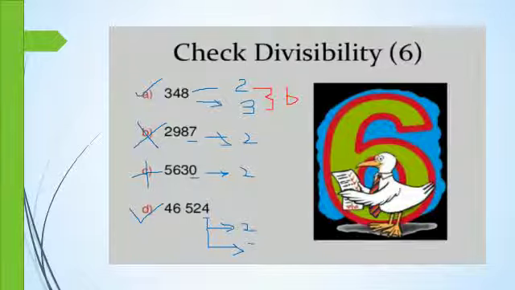So remember that for divisibility of 6, you have to check the divisibility of 2 and you have to check the divisibility of 3 both. If it is divisible by 2 and 3 both, then we will say that it must be divisible by 6. So in this way we have to check the divisibility test of 6.